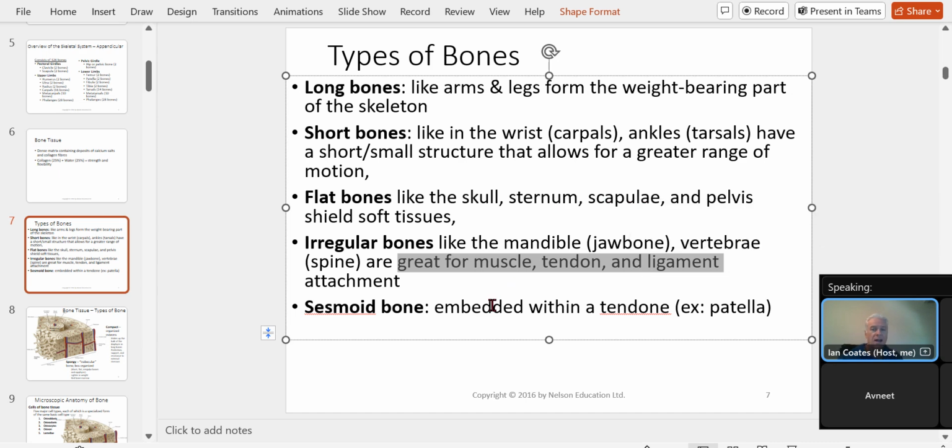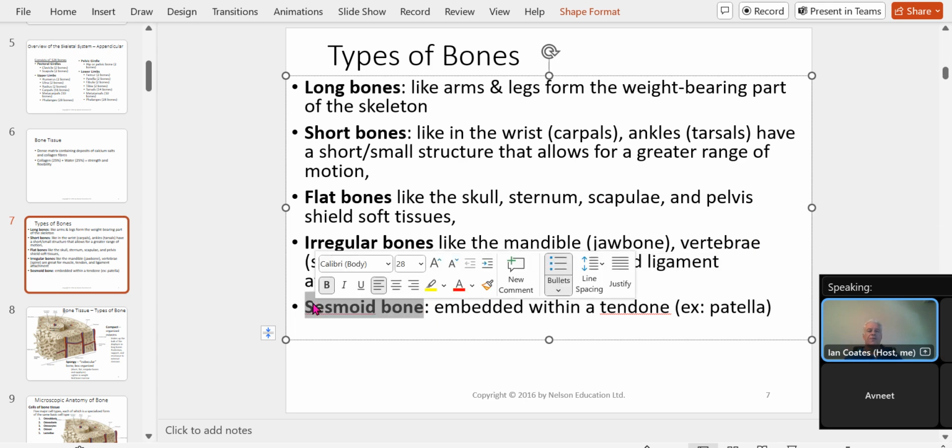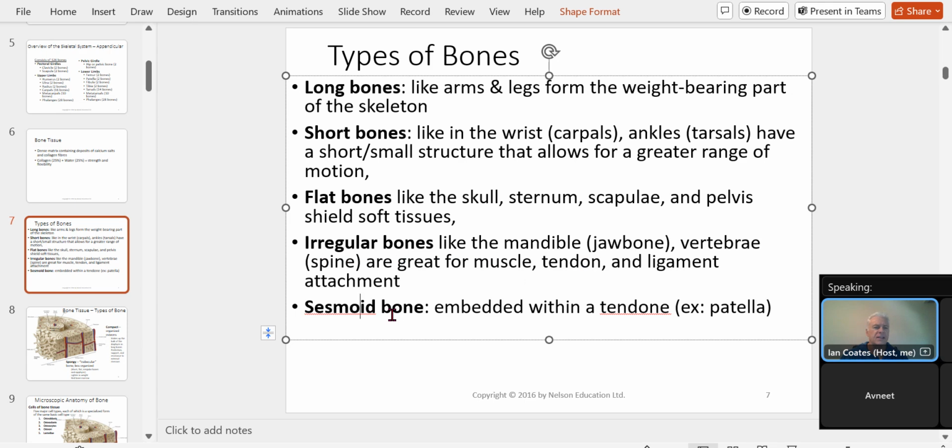Okay? Sesamoid bones, these are free-floating bones. They don't really articulate, and that's a great word. Articulate, A-R-T-I-C-U-L-A-T-E. It means two bones coming together. And when two bones articulate, you now have a joint. Sesamoid bones do not articulate with any other bone.